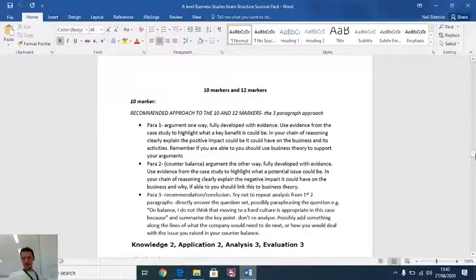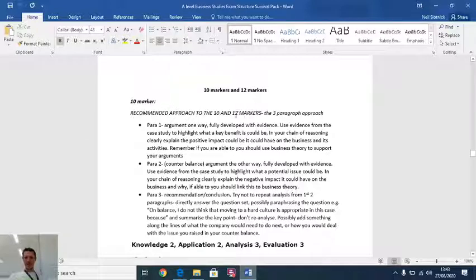Right, welcome back. 10 and 12 markers. Here we go. Now, the 10 and 12 markers are very similar. I'll take you through this, and again, I'm going to show you a couple of A-grade answers. Maybe not perfect marks, but A-grade answers, and you can see what we're looking at.